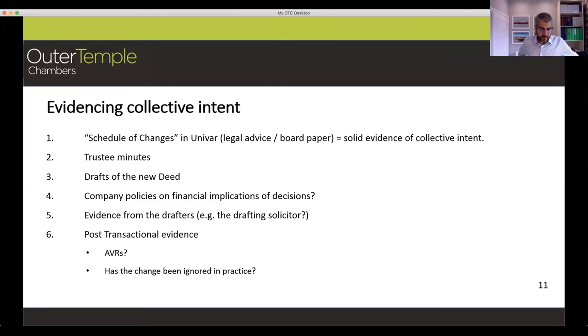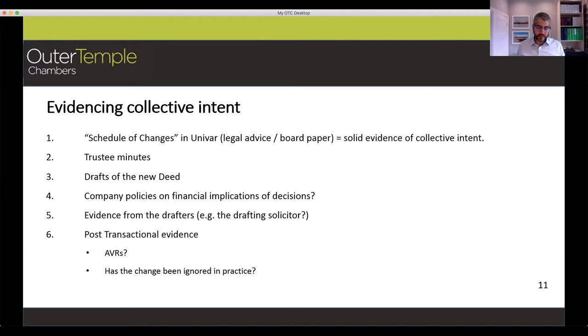Just taking a couple of these on this list, slightly out of order. Post-transactional evidence is admissible in a rectification action. So, for example, in the shape of AVRs or actuarial practice after the error has crept in. Any evidence to show that the error was simply ignored in practice is going to be admissible and helpful.